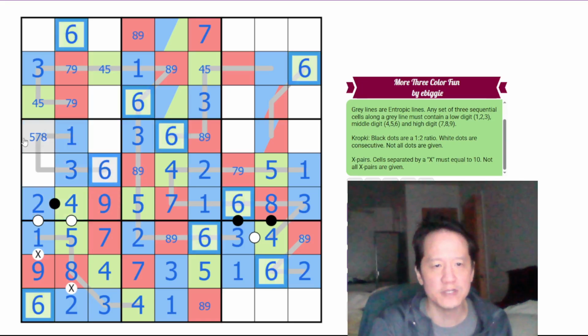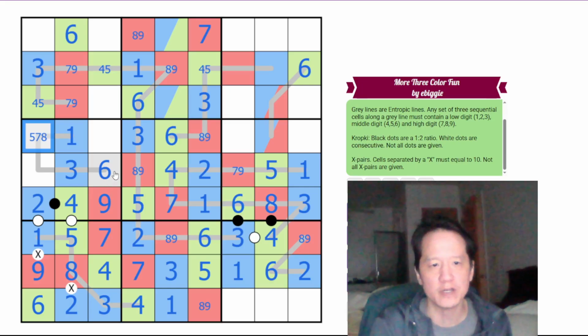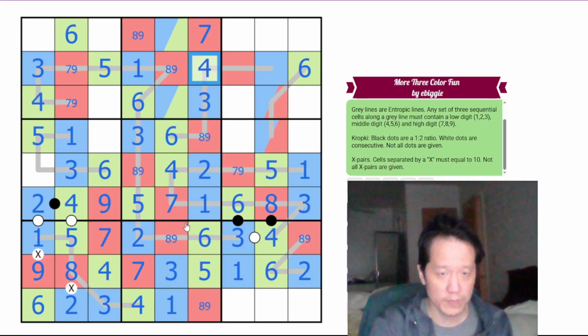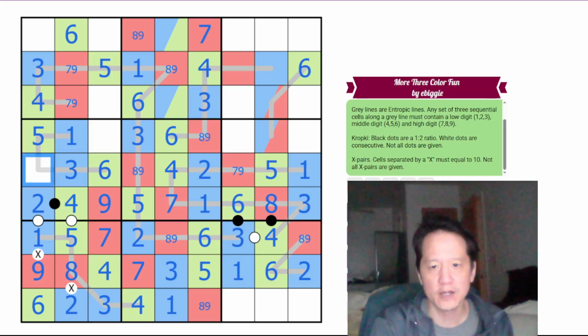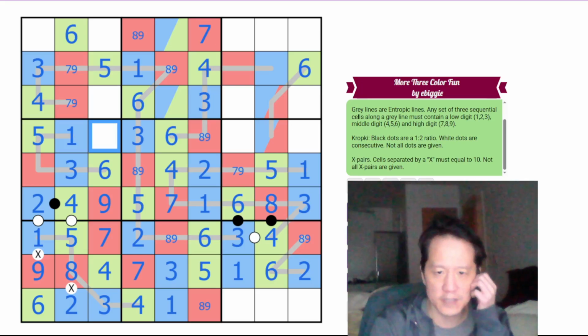which means these light cells are both medium, which means this is a 5 because it cannot be 4. This can't be 5, so this is 4, which makes that 5, which makes that 4. The remaining cells here in this box are both high. This is high, this is high.